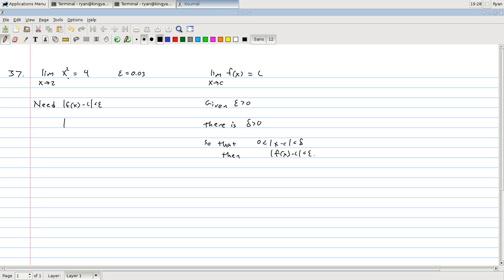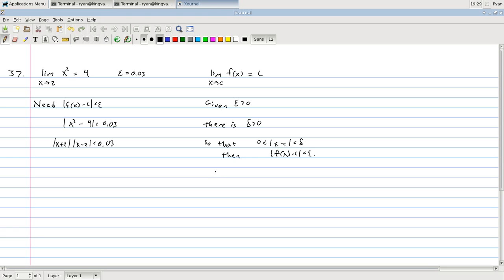So our f of x, the function that we're taking the limit of in this case, is x squared. The limit is 4. And epsilon was given as 0.03. Now we can factor this up to write this as absolute value of x plus 2 times absolute value of x minus 2 is less than 0.03. Now x minus 2 will be the x minus c that we're getting from the definition of limit. The x plus 2 we need to do something with though.